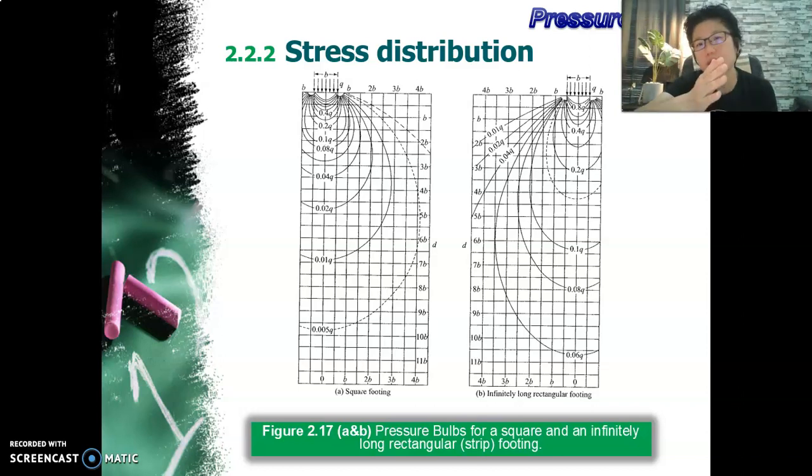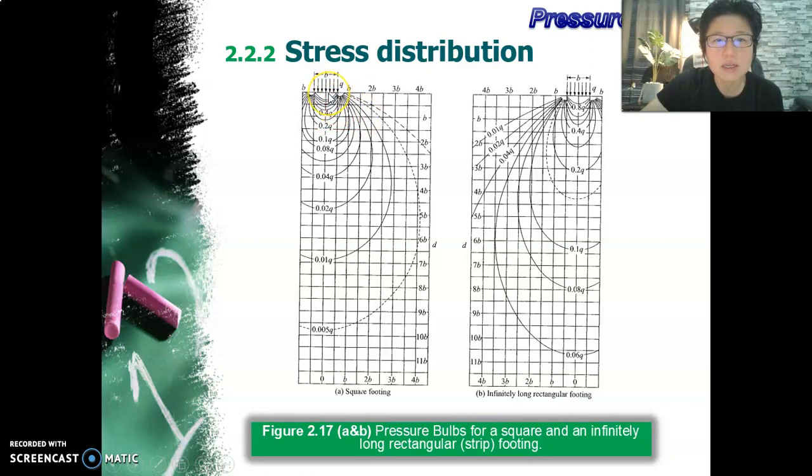What about spreading it to the side? Of course, when you apply a load on a certain surface, it is going to influence not just the depth, it's also going to influence the sideways. The further away it gets, the smaller the value gets, right? So it's proven by the pressure bulb diagram here. Look here. Again, let's just say at the depth of B, right?